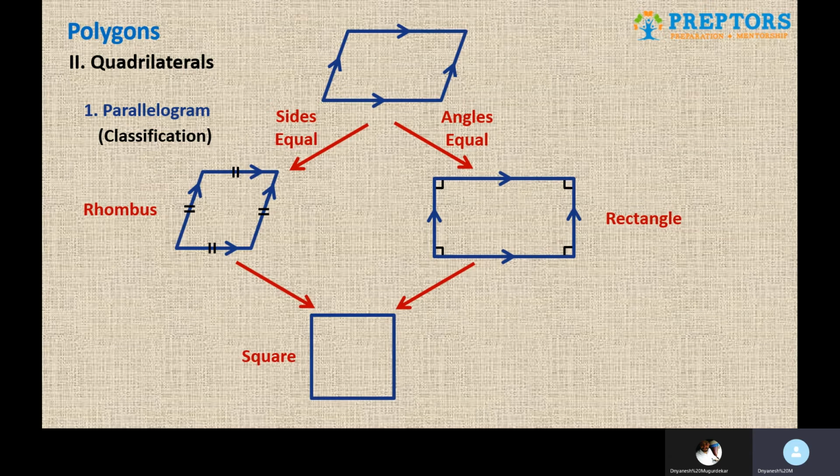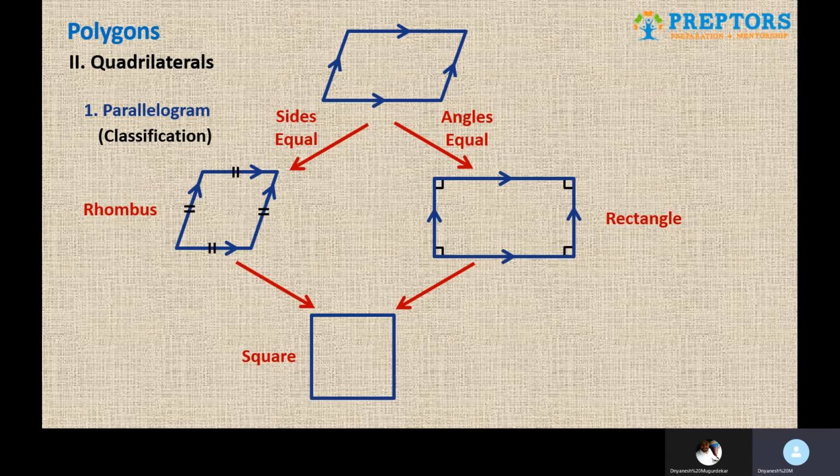So what we are going to do now is, hold your horses, we are going to study the individual properties of rhombus, rectangle, square individually, which is a classification of parallelogram. And then we'll also have to see the other two classifications of quadrilateral, which is trapezium as well as kite. So parallelogram is one classification of quadrilateral.